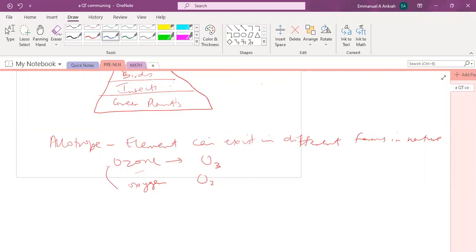The pitch of a vibrating string depends on all of the following except. Say A, the length of the string, B, the amplitude of the vibration, C, the thickness of the string, and D, the frequency of the vibration. So make a good determination here.